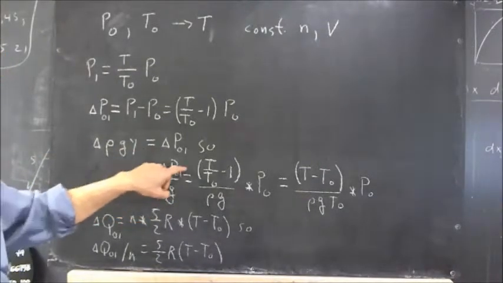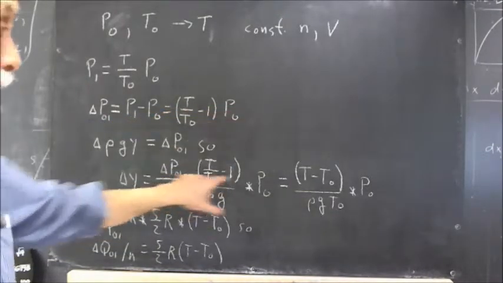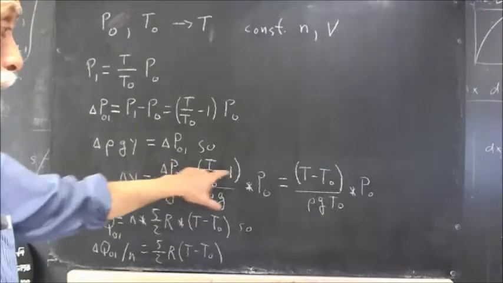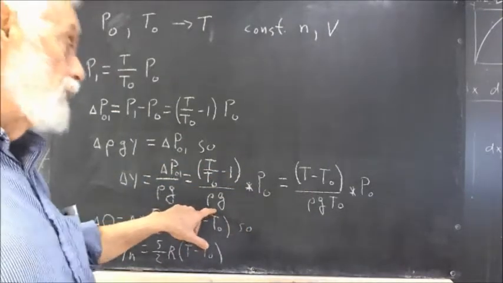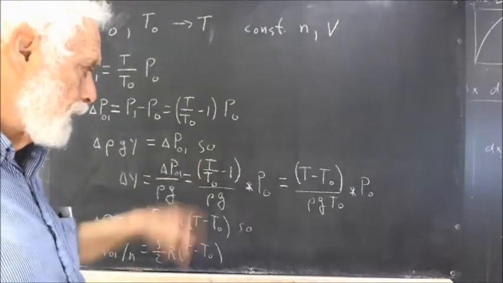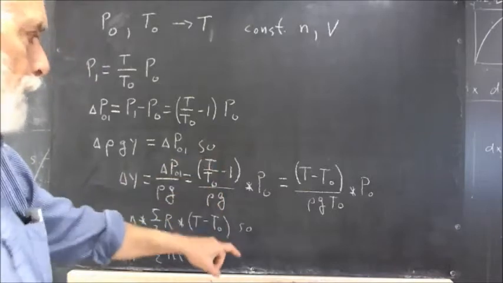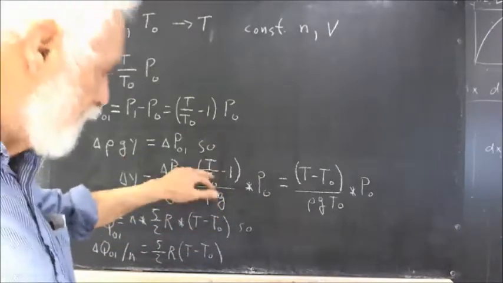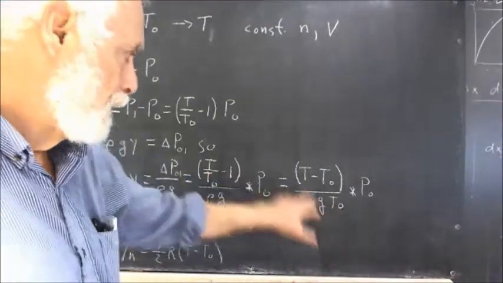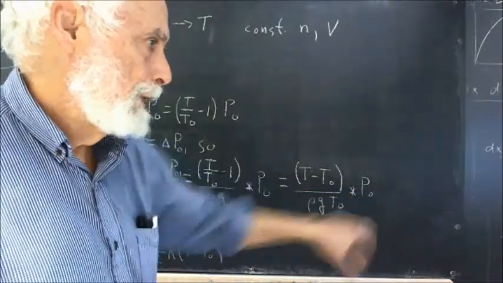We get delta y is this, and then delta p01 is just this expression here. We plug that in, so we get T over T naught minus 1 times P naught over rho g. And then I choose to simplify this. We really have a complex fraction here, and using common denominator, we get T minus T naught over T naught, and the T naught in the denominator can be expressed down here. We get T minus T naught over rho g T naught multiplied by P naught.